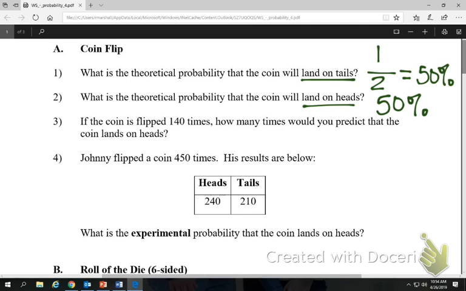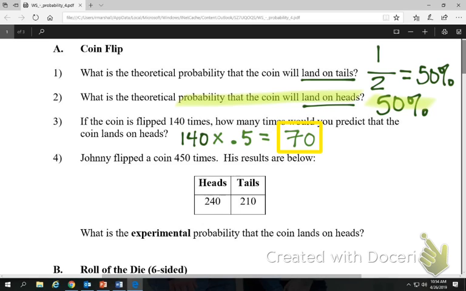If the coin is flipped 140 times, how many times would you predict that the coin lands on heads? 70. How'd you find 70? Divide by 2. Yeah, so you can do one of 2 things. Since we just said that the probability of landing on heads is 50%, 50% is a half, you can either divide by 2 or you can go in your calculator and multiply by 0.5. It's the same thing as multiplying by half. You'd get 70 times.